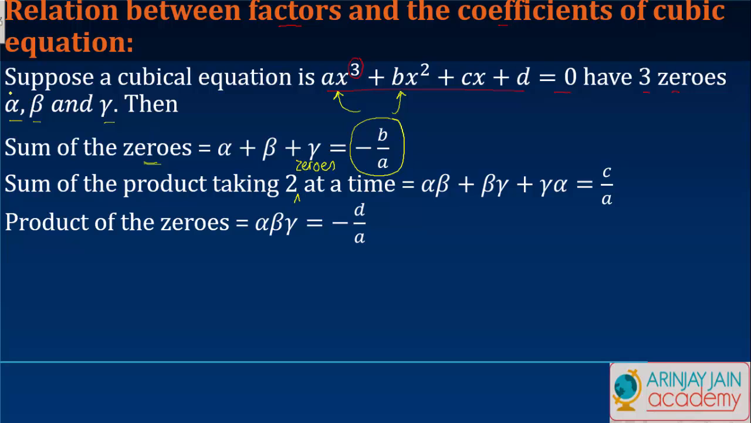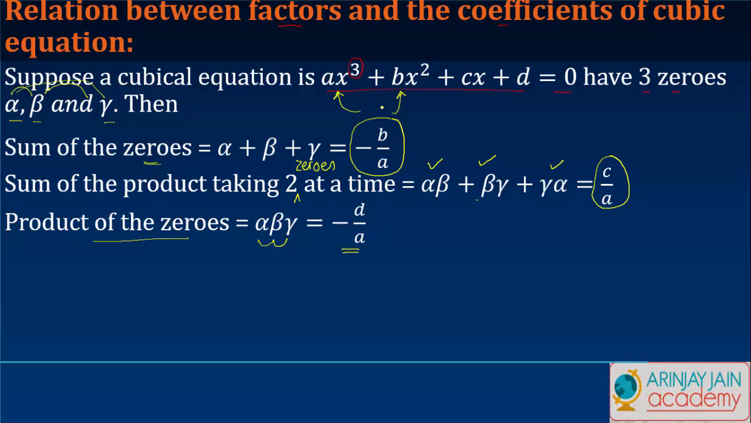So first you take alpha, beta, then you take beta and gamma, then you take alpha and gamma. The sum of the product of 2 zeros taken at a time is equal to c upon a, and the product of the zeros alpha, beta, gamma is equal to minus d upon a, right?